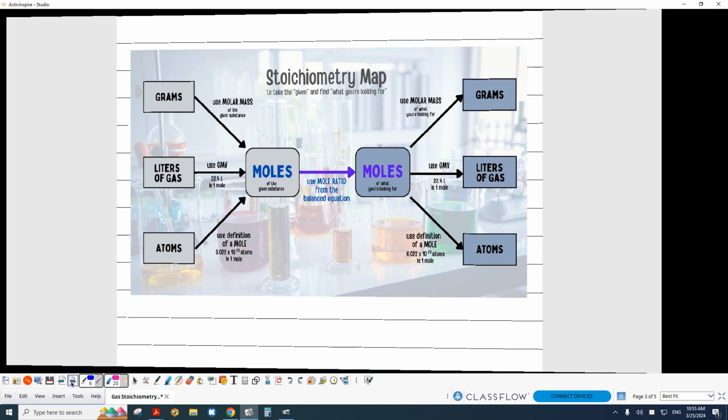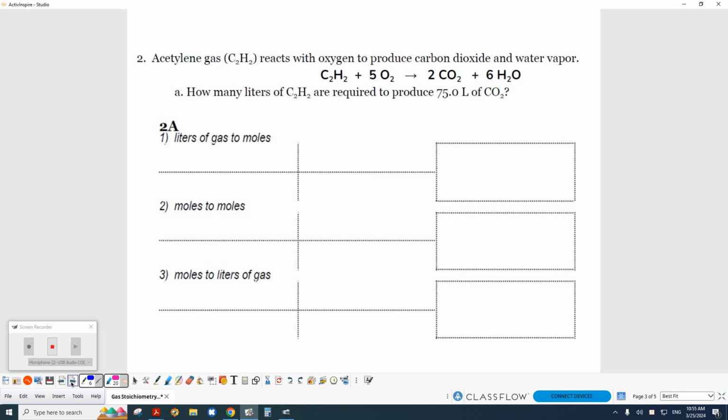And here it is. Question number 2 says, acetylene gas, C2H2, reacts with oxygen to produce carbon dioxide and water vapor. And so what is acetylene gas? Acetylene gas is C2H2. And that's what we're looking for. It says, how many liters of C2H2 are required? And so what do we know by reading the given?